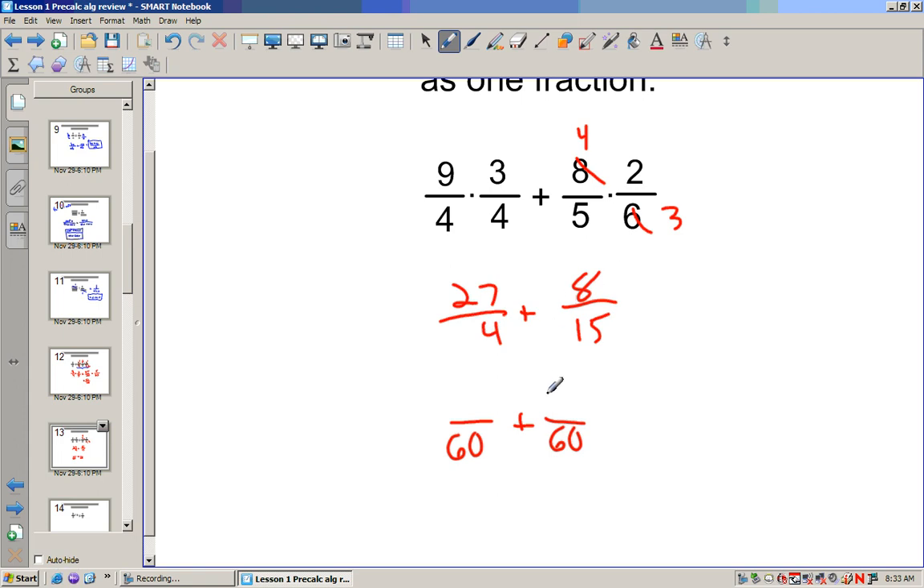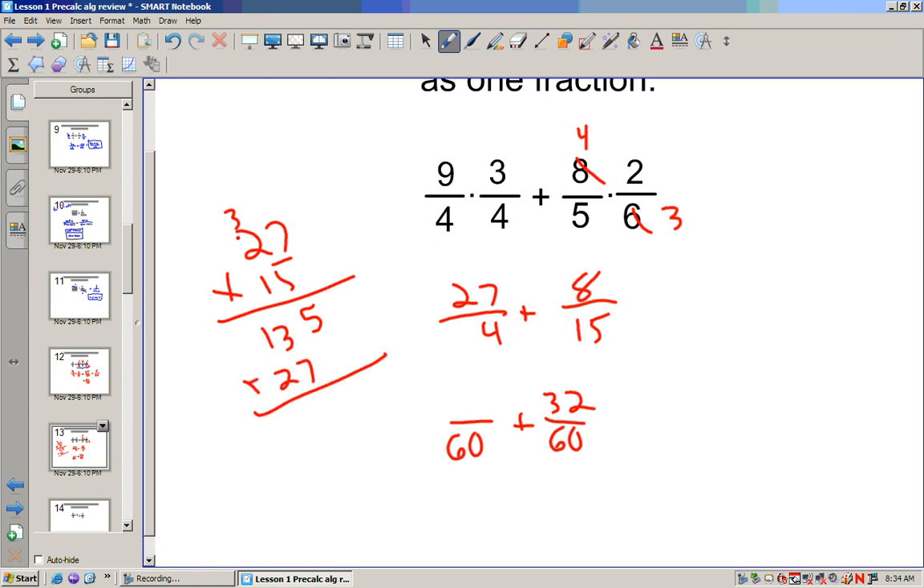4 times 8 is 32. 27 times 15. I don't know that one in my head. Maybe I could think about it more, but it's probably just as efficient to do the calculations. So we have 405/60. So when I add these together, I'll have 437/60.